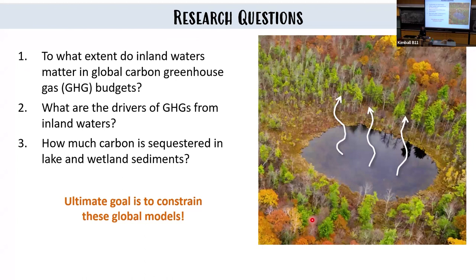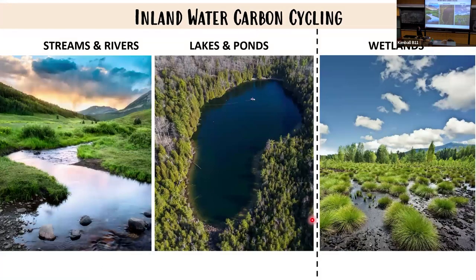With the ultimate goal of thinking, can we help constrain these huge uncertainties in these global carbon budgets that matter if we're going to make adequate predictions, that matter if we want to think about managing these emissions in some way? So again, I already mentioned this, that streams and rivers, lakes and ponds, as well as impounded waters like reservoirs, are kind of clustered together for inland waters and thought about separately than wetlands. My research program mostly focuses on lakes and ponds, so that's where a lot of today's work is going to talk about, although I'll come back to wetlands towards the end of the talk.